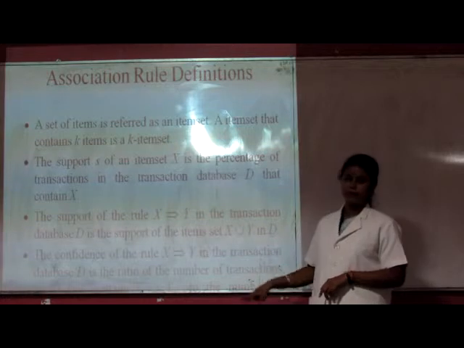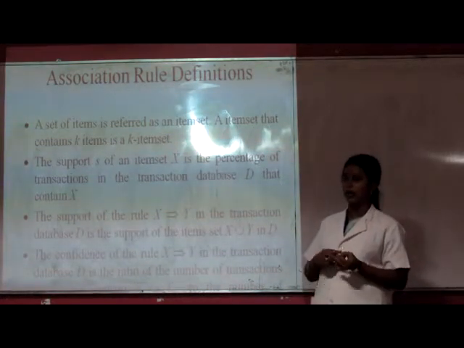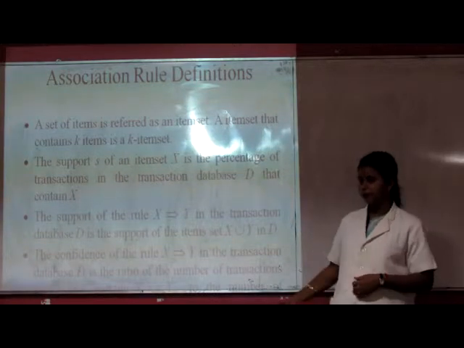So when we are going for association mining, you have to consider these two things: one is support and another one is confidence level.